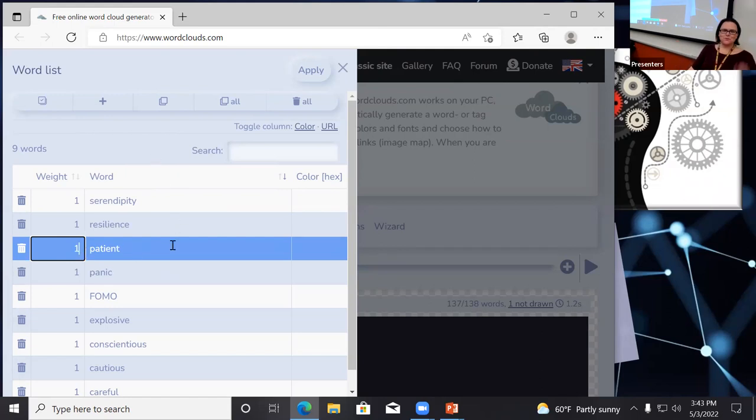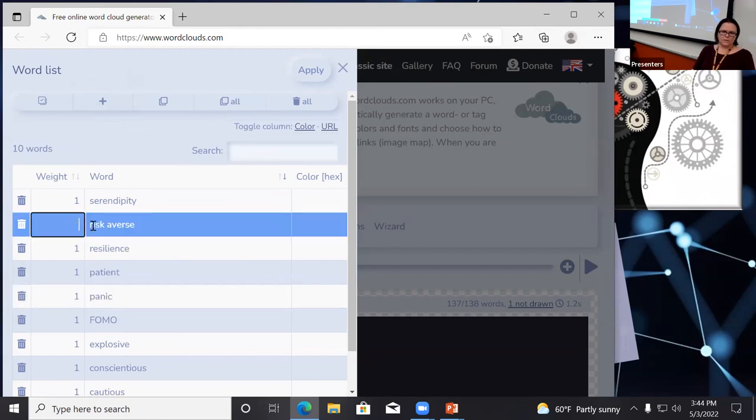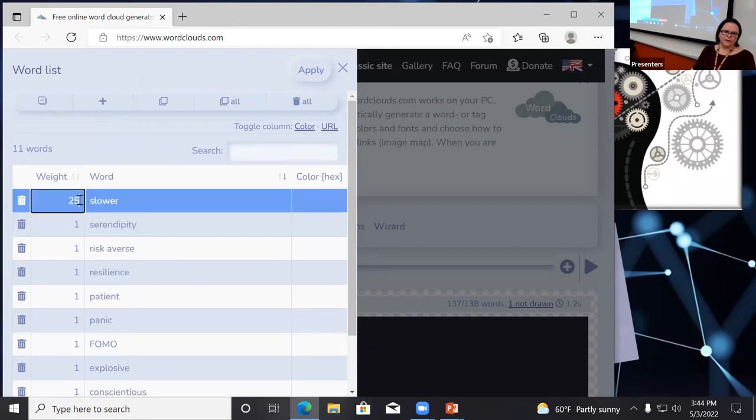All right, maybe two more things. Risk averse. Huh? Risk averse. One more, maybe more. Slower. Slow down. Actually, I'm going to talk about it a little bit. I'm just going to mention. I don't know. We could have had more things, but all right.